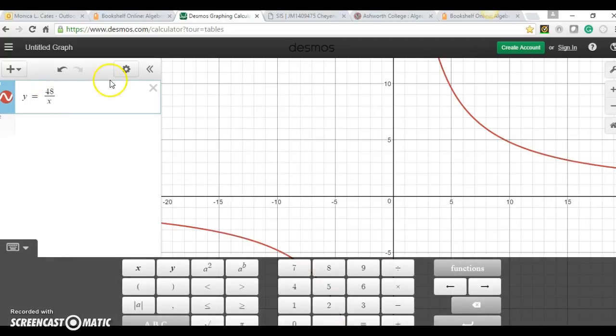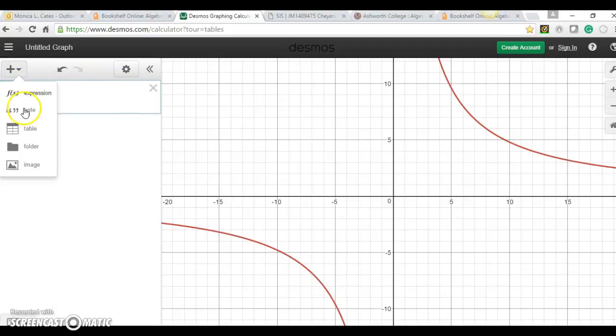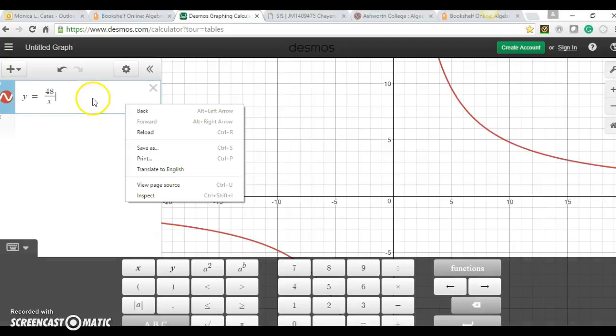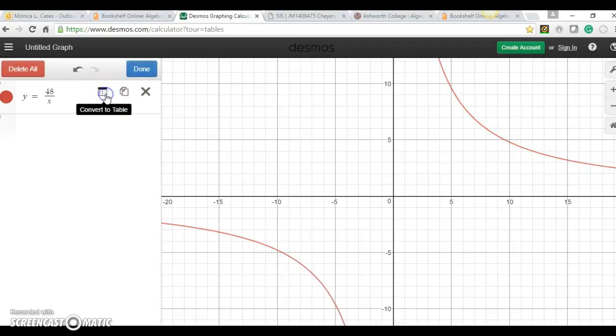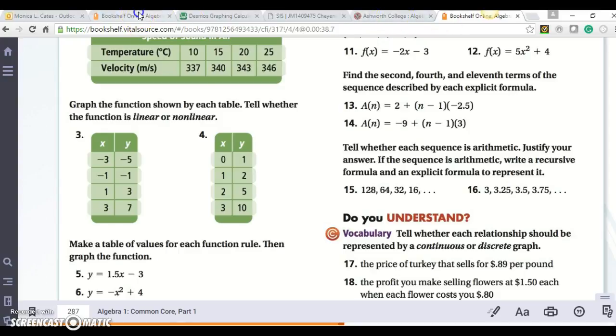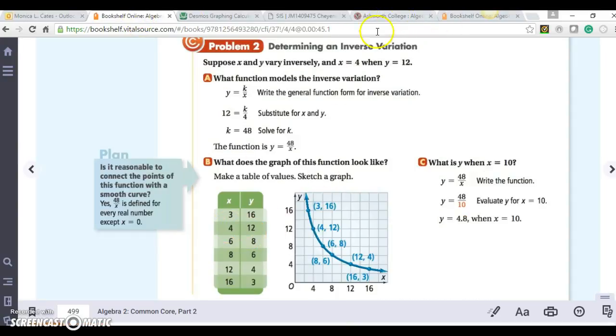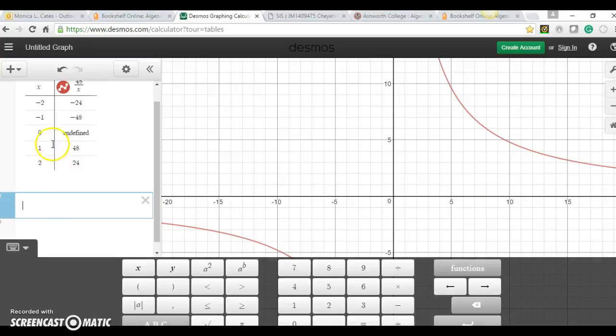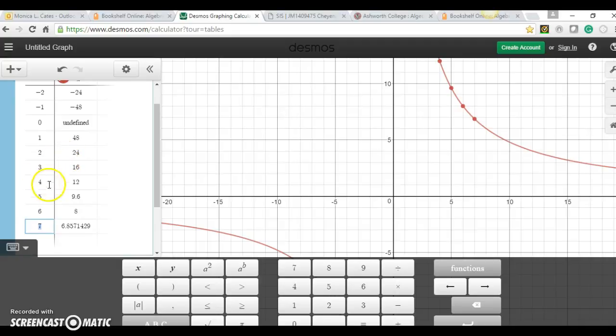Then I'm going to also add a table. I'm going to convert it to a table, and it gives me those points that they gave me here in my book. So 3, 4, we can go down and put those values in our graphing calculator. So we just hit enter, enter, enter, enter. So we have 3, 4, 5, and 6. And we can plug those in our calculator as well to find out those values.